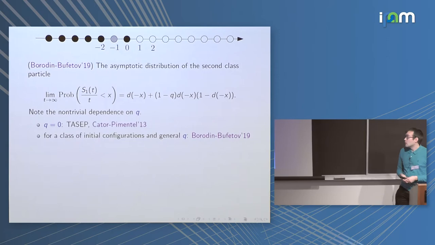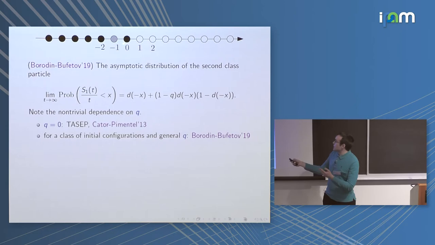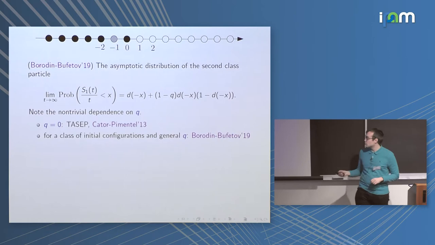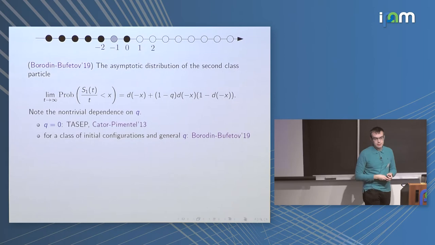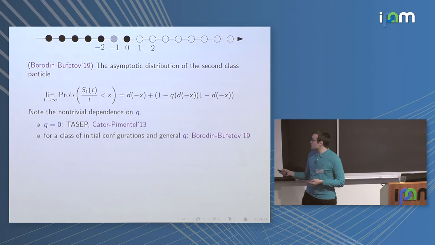And it's also clear that one can ask quite a lot of questions. It's not just one swap. For a certain class of initial configurations, we proved what happens with the second class particle. And of course, as visible even from this simple case, it's important what exactly we do originally, so this affects the limiting distribution. And also, these answers are not the same as for the case q equals 0.